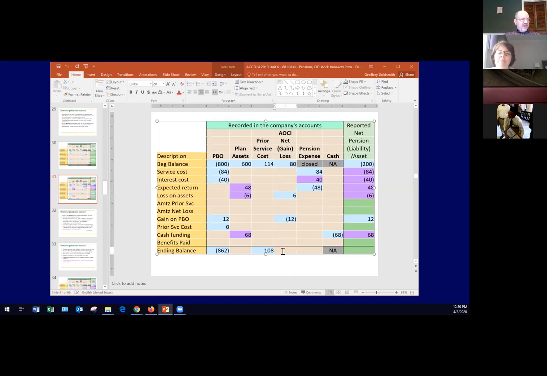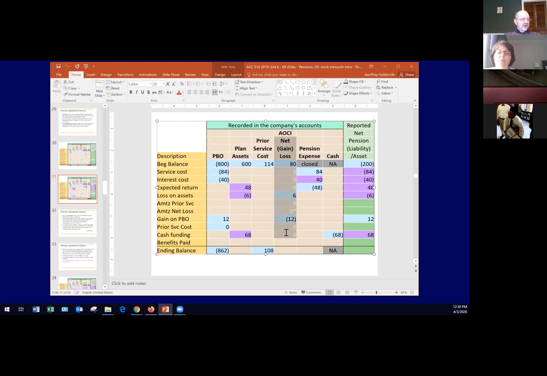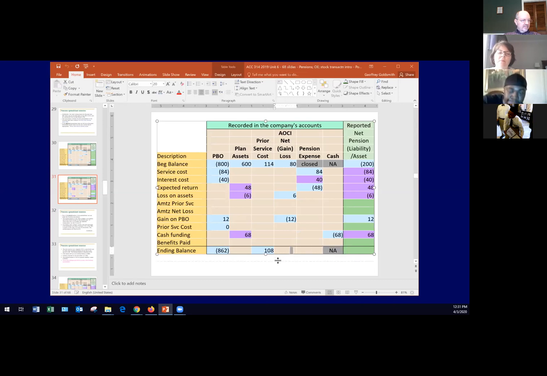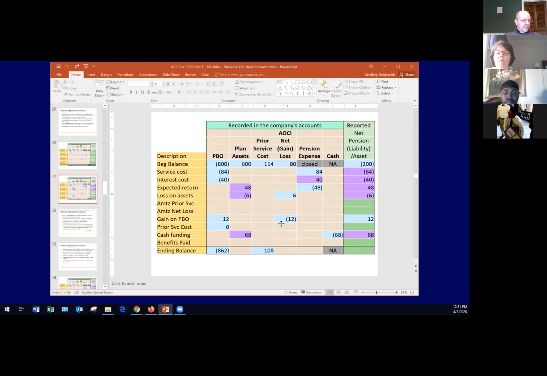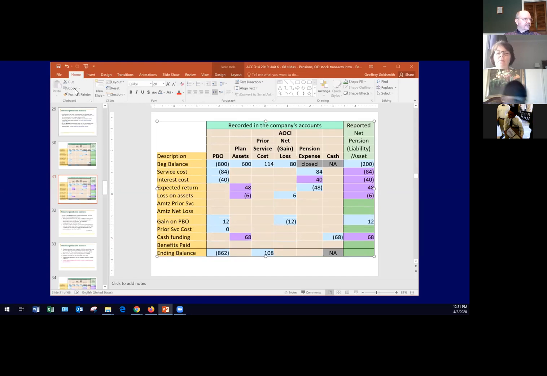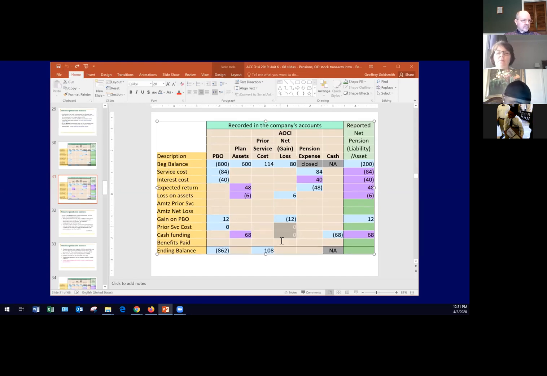And FASB said, how do you know if it's too big? If it's 10% or more of the PBO. So the PBO is 862 million. 10% of that would be 86.2 million. This $74 million is smaller than that, so they don't need to amortize it.